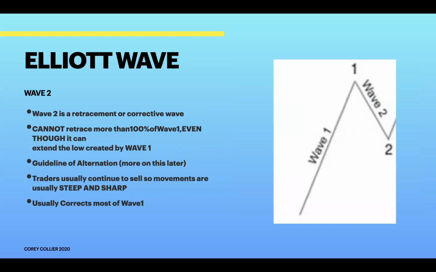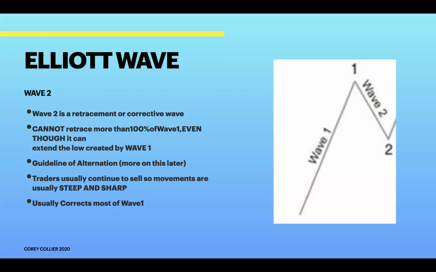Wave 2 is a retracement or a corrective wave. Again, wave 2 cannot retrace more than 100% of wave 1, even though it can extend the low created by wave 1. Wave 2 is the first time that you'll be able to use the guideline of alternation, and we'll cover this later.